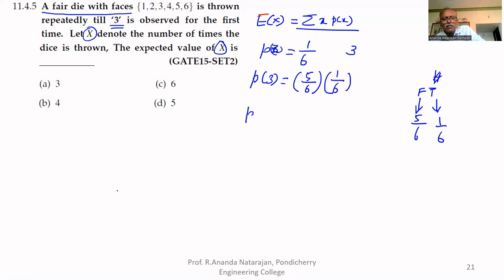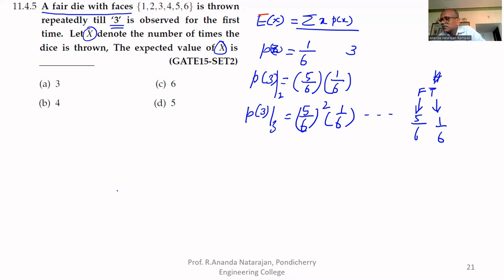Therefore, the probability of getting 3 the third time, this is the second time, the third time, the probability is 5 by 6 multiplied by 5 by 6, that is 5 by 6 whole square, multiplied by 1 by 6, plus etc. This way we can find.